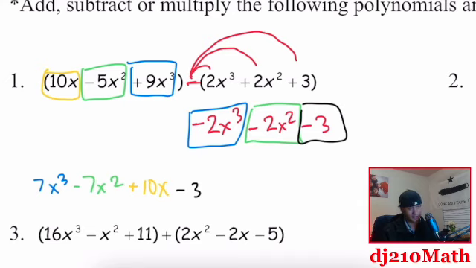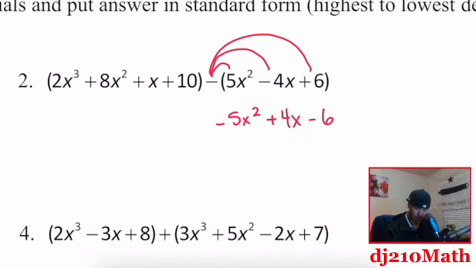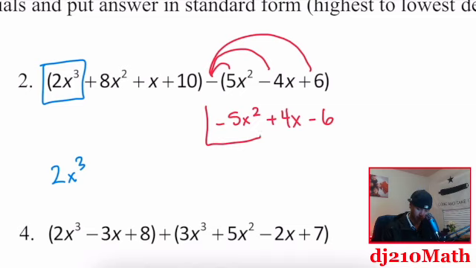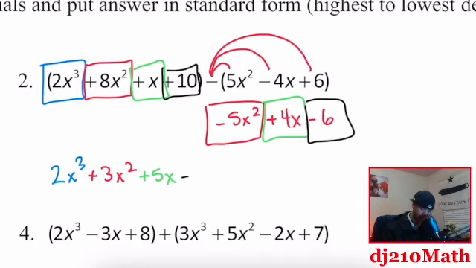So distribute the negative and combine the variables that are alike. Try it again. All right, combining the things that are alike. There's only one x cubed. There are 2 x squares. So 8 minus 5. X and 4x makes 5x. And then one constant. Actually, I take that back. Two constants, 10 and 6. So 10 minus 6 is 4.